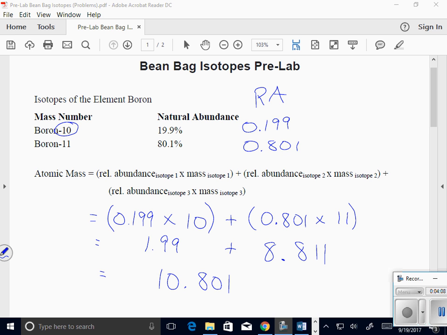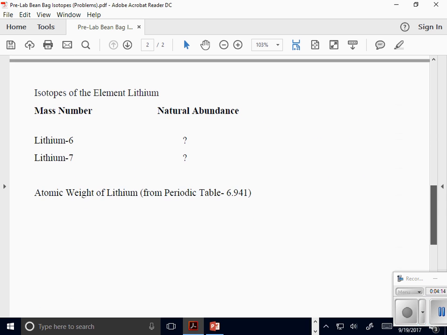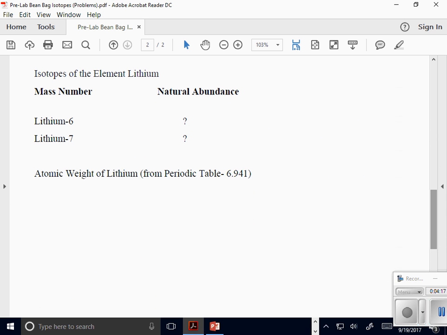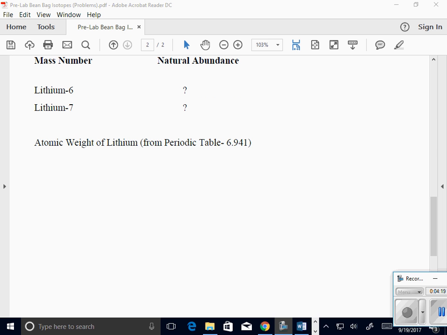Now, I'm going to go down to the next part of this. Go ahead and copy this into your notes. This is going to be a little bit different because I'm given the atomic weight for lithium, 6.941. I know that lithium has 2 isotopes, lithium-6 and lithium-7. So I'm going to calculate the natural abundance.